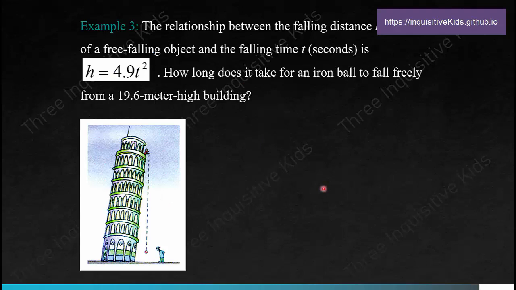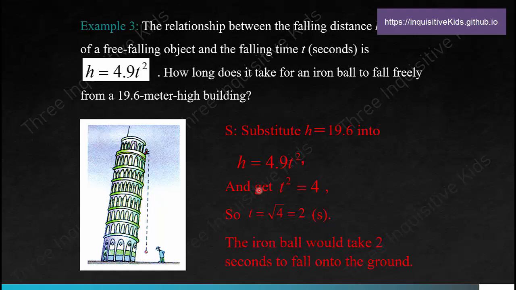Example 3. The relationship between the falling distance h meters of a free-falling object and the falling time t is h equals 4.9 t squared. How long does it take for an iron ball to fall freely from a 19.6 meter high building? Alright, so we can substitute h equals 19.6 into this expression, and we get that t squared is equal to 4. So t is equal to the square root of 4, which is equal to 2, so 2 seconds. The iron ball would take 2 seconds to fall to the ground.